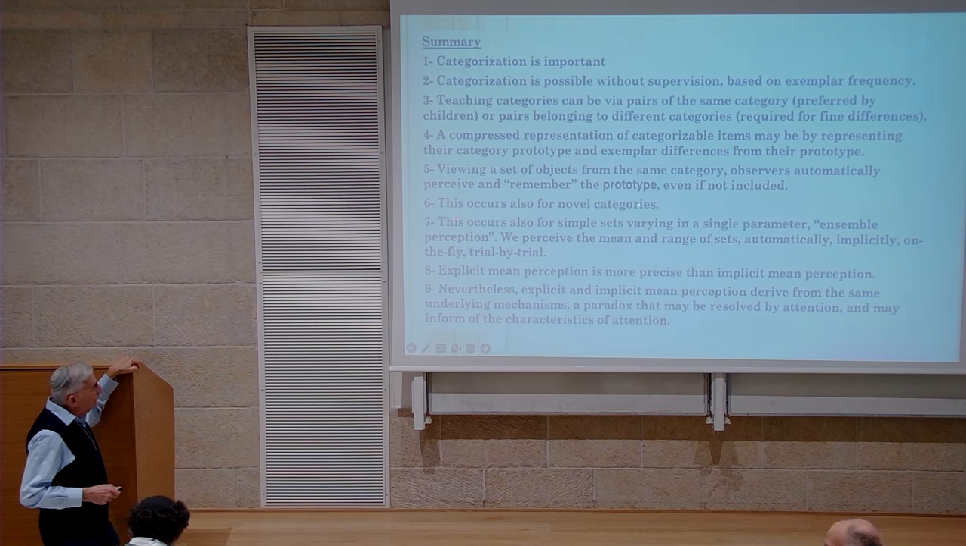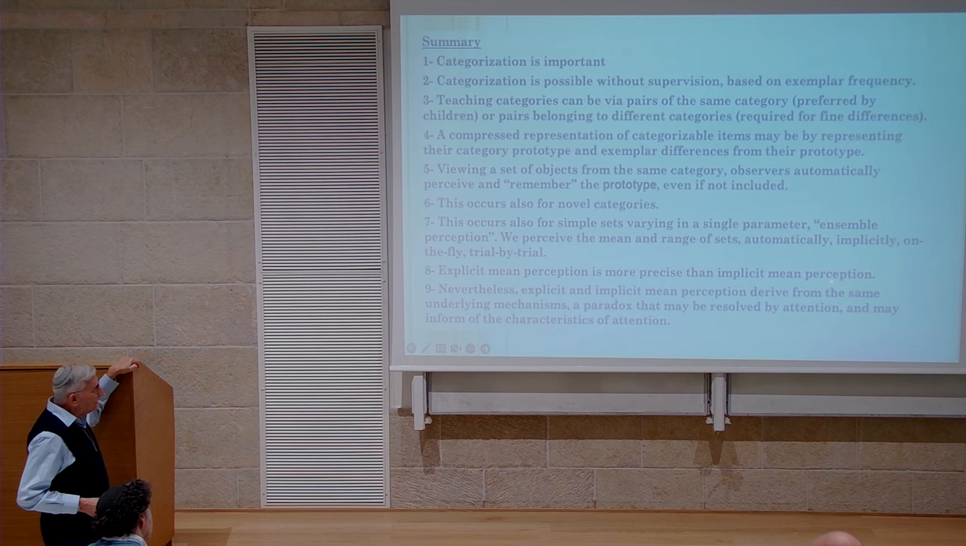This occurs also for novel categories. This occurs for simple sets varying in a single parameter, ensemble perception. We perceive the mean and range of sets automatically, implicitly, on the fly, trial by trial. Explicit mean perception is more precise than implicit mean perception. Nevertheless, explicit and implicit mean perception derive from the same underlying mechanism, a paradox that may be resolved by attention and may inform the characteristics of attention.